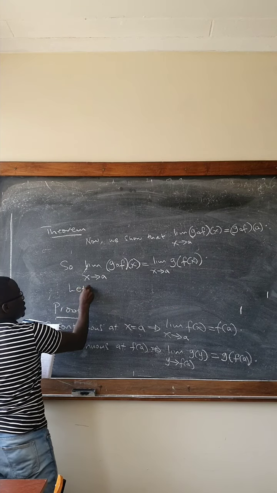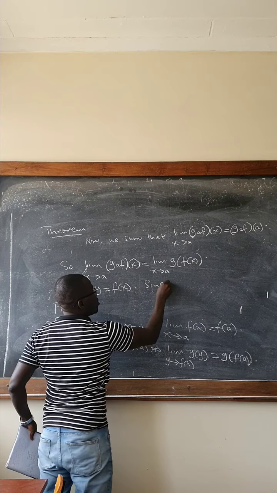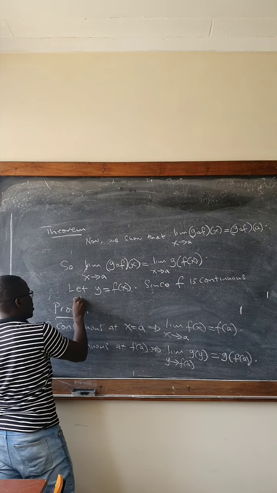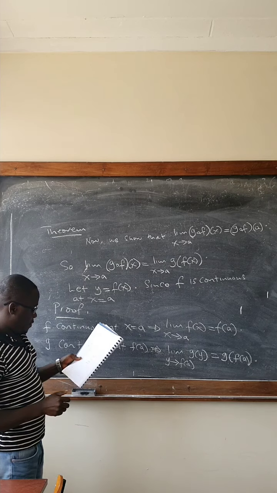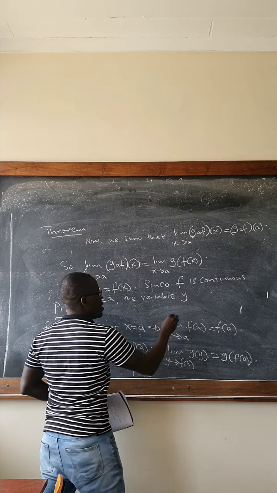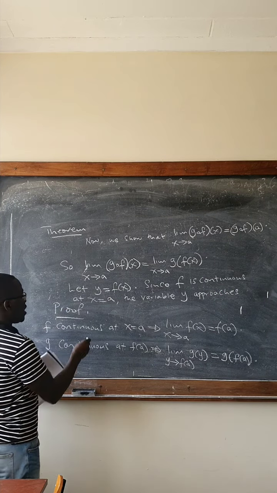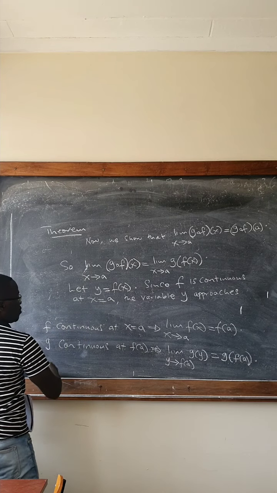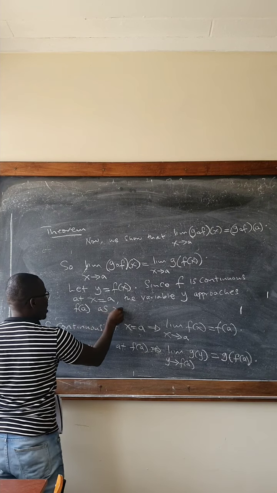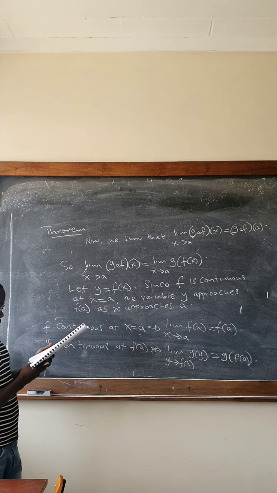And we say that let y be equal to f of x. So since f is continuous at x is equal to a, the variable y approaches f of a as x approaches a.